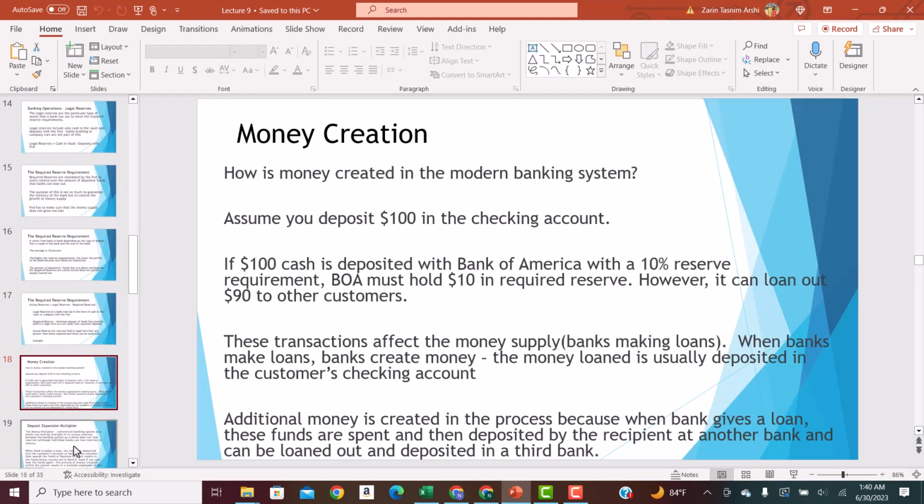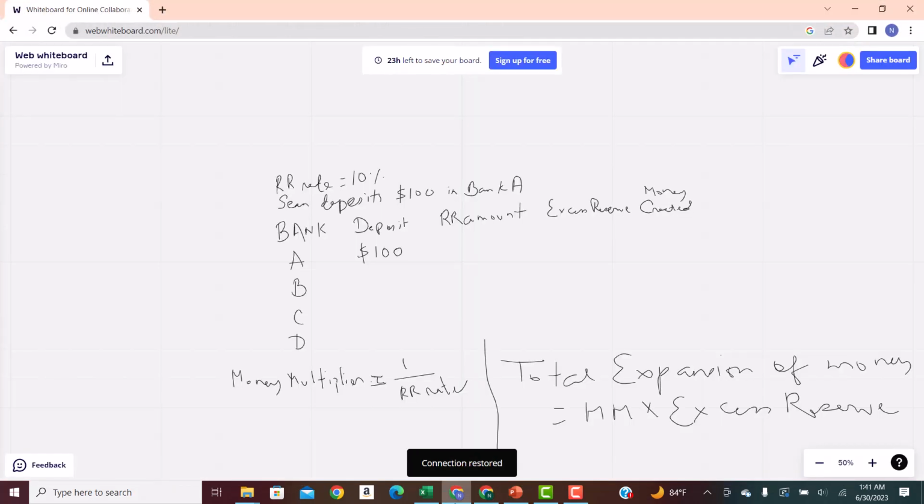So how is money created in the modern banking system? When someone deposits $100 in a bank, it will have a ripple or multiplied impact on the money supply. If someone deposits $100, the money supply will go up by 5 times or 10 times the initial excess reserve amount. How does that happen? How do we have a multiplied impact when we deposit only $100? I want to show you this so you can understand what's happening.